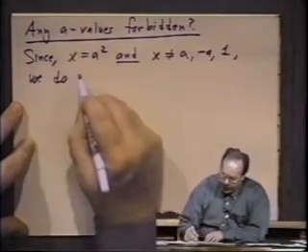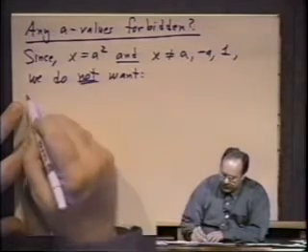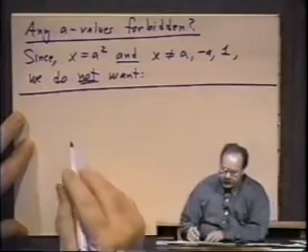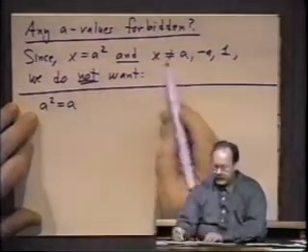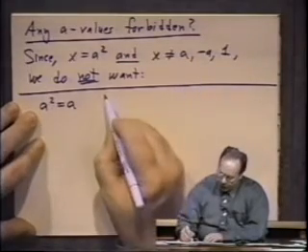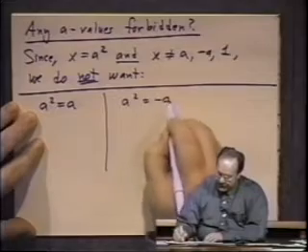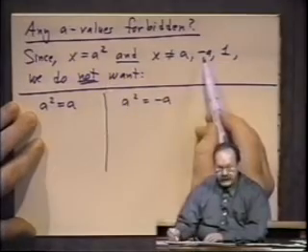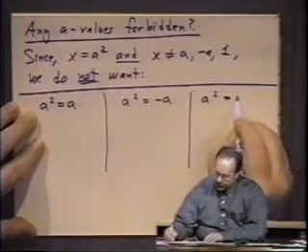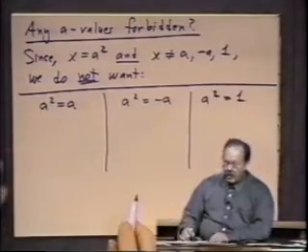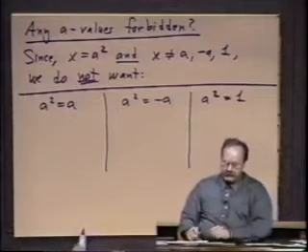we do not want the following things to happen, and then we'll see what they lead to, and then we can eliminate them. We do not want a squared to be equal to a, because x is a squared, but it can't be a. We do not want a squared to be equal to minus a. Again, x is a squared, but it can't be minus a. And finally, we do not want a squared to be equal to 1. So let's solve these and see what a's would satisfy these, and then we can eliminate them.